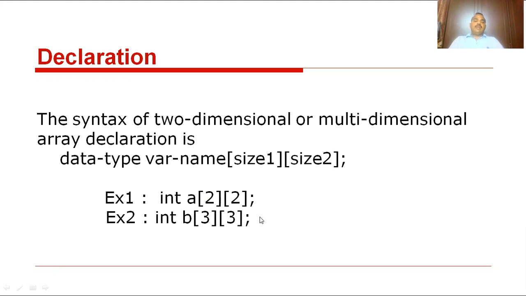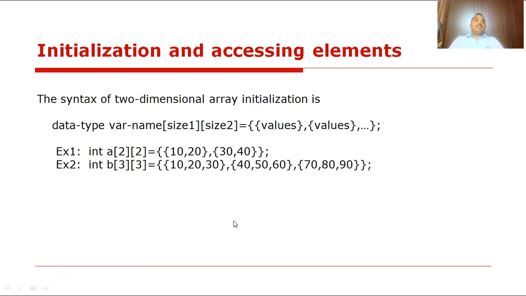From left to right, first is rows, second is columns. Clear? And next one, initialization and accessing elements. So this is the general syntax. Initialization: integer a of 2, 2. How many rows and how many columns? 2 rows and 2 columns.